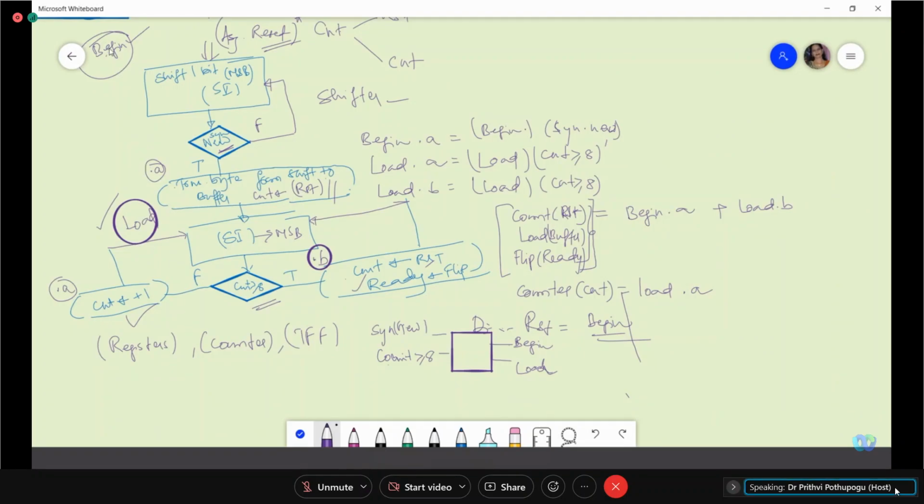The load state will come when the new data is available. And the begin operation will come when the count is complete. When this count is complete, it should go back to our begin operation. So between these two, it will be toggling. So you'll be using a T element sort of thing here.